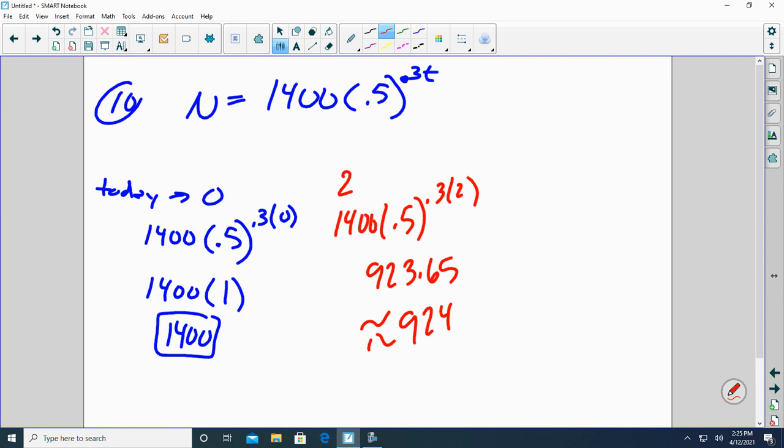Did I do that right? 1,400 times 0.5 raised to the 0.3t. 1,400 times 0.5 raised to the 0.6. Yeah, we're actually dropping employees.